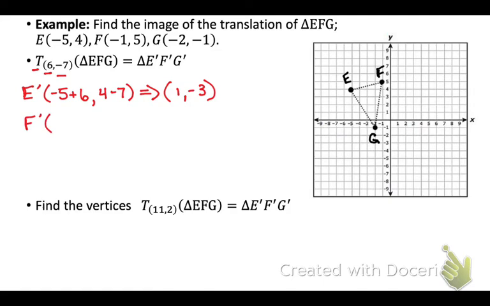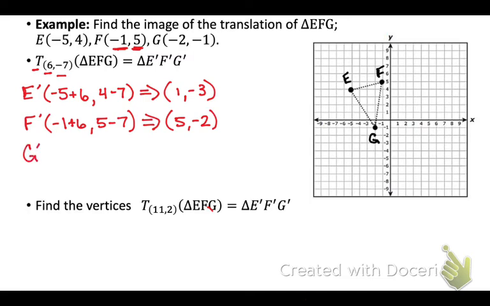Okay, so F prime. What is the X for F? -1. And what are we doing to it? +6. +6, comma. No, for F, it's -1 right here. I'm on F. -1 minus 7. How about 5? Oh, 5. 5 minus 7. So F prime is what? 5, -2. Do you guys want to try G on your own?